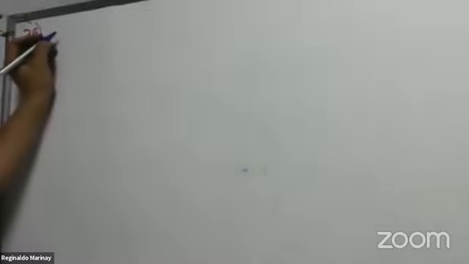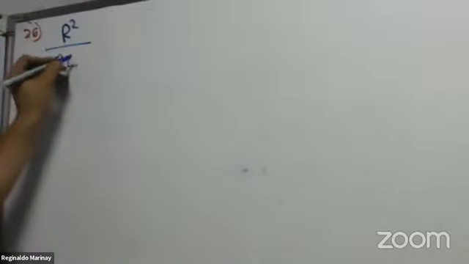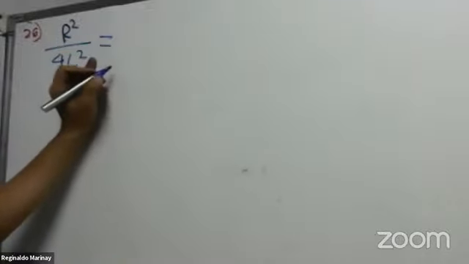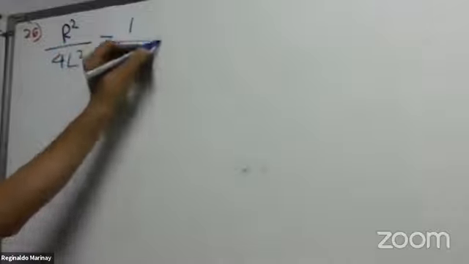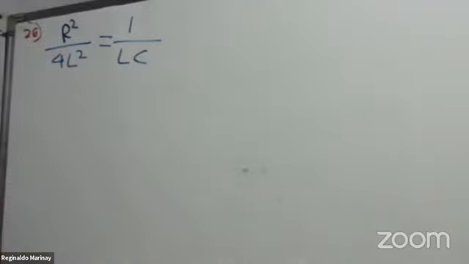Okay, for number 26, for critically damped, we have to write R squared over 4L squared equal to 1 over LC. So, let's go over with our given, then substitute.